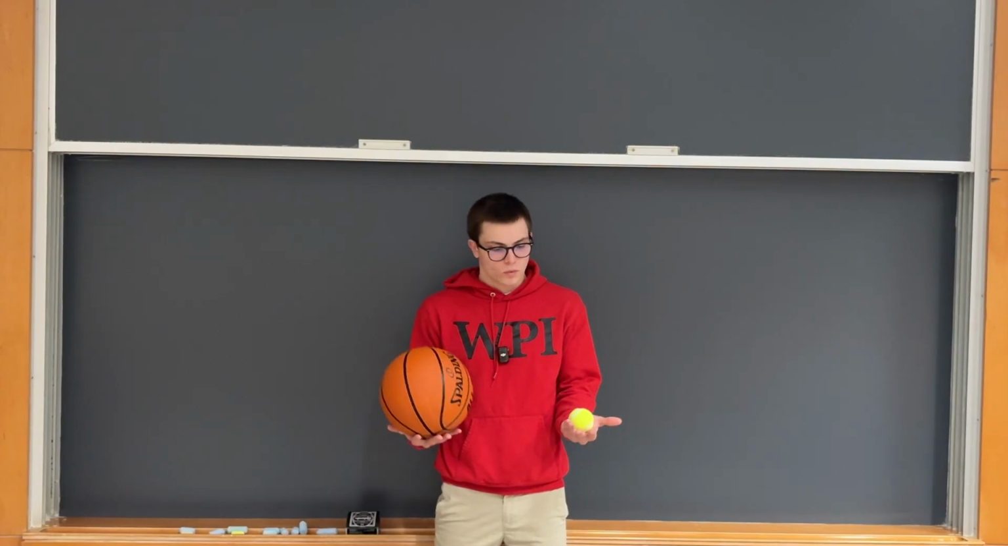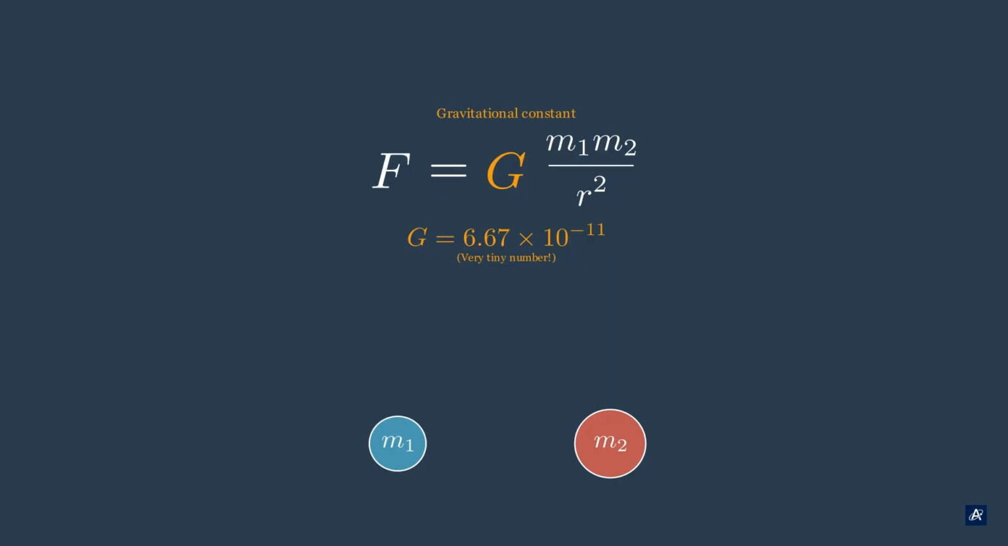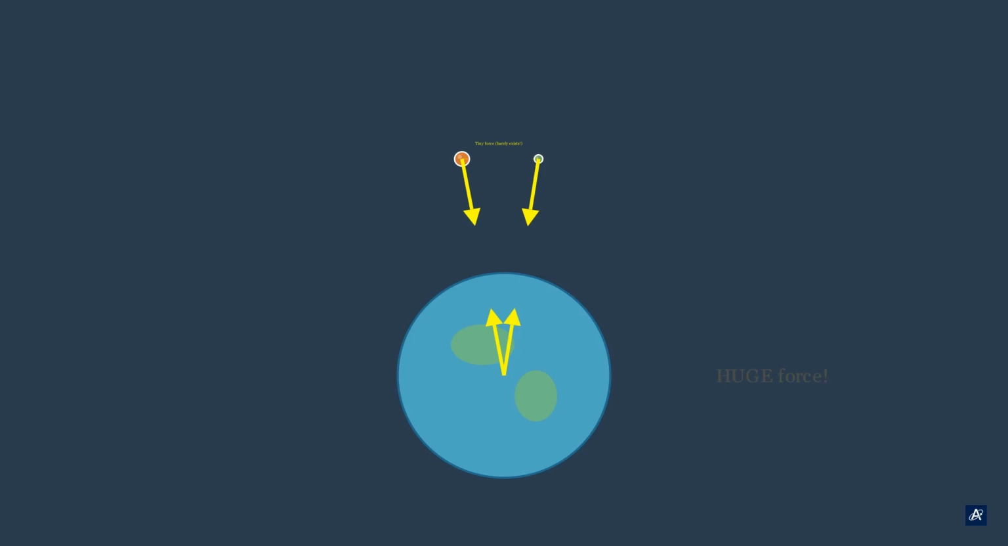Now you might be wondering, if everything is pulling on everything else, why don't I feel pulled towards my desk? Why don't these two balls attract each other? Great question. Look at that equation again. See how G is an incredibly small number? For everyday objects like you, me, and these balls, the masses are so small compared to Earth's mass that the gravitational force between us is tiny, way too small to notice. But Earth? Earth has a mass of about 6 trillion kilograms. That's why Earth's gravity is the only gravity we notice in our everyday lives.